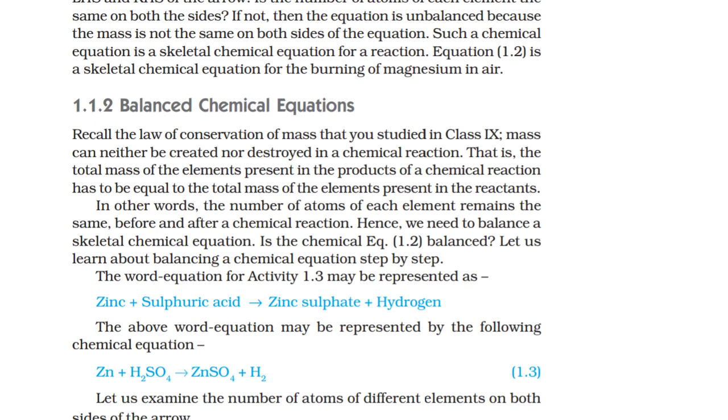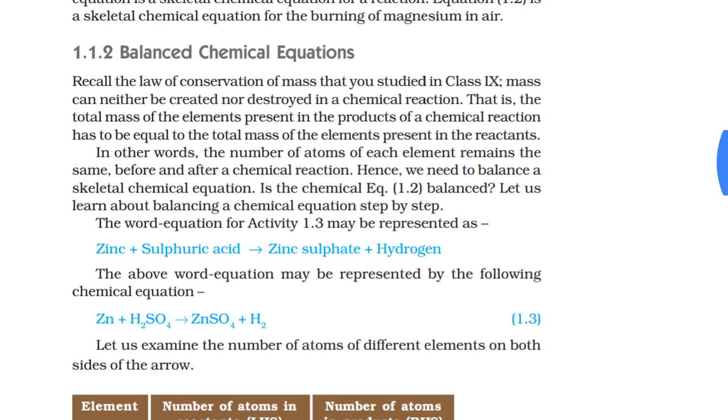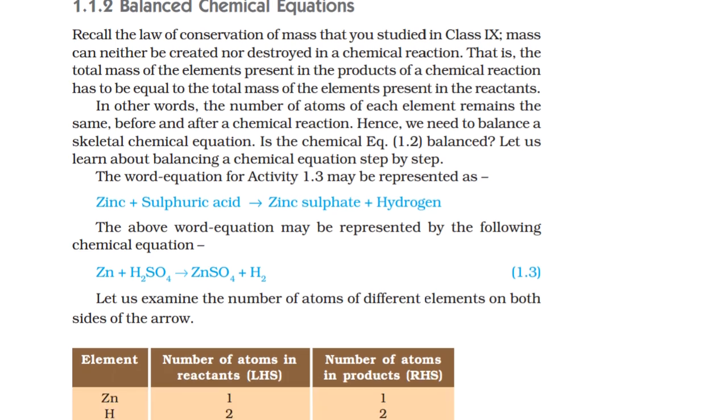Recall the law of conservation of mass that you studied in class 9. Mass can neither be created nor destroyed in a chemical reaction. जो mass होता है उसको हम create नहीं कर सकते या destroy नहीं कर सकते chemical reaction में. That is, the total mass of the elements present in the products of a chemical reaction has to be equal to the total mass of the elements present in the reactants. In other words, the number of atoms of each element remains the same before and after a chemical reaction. Hence, we need to balance the skeletal chemical equation.